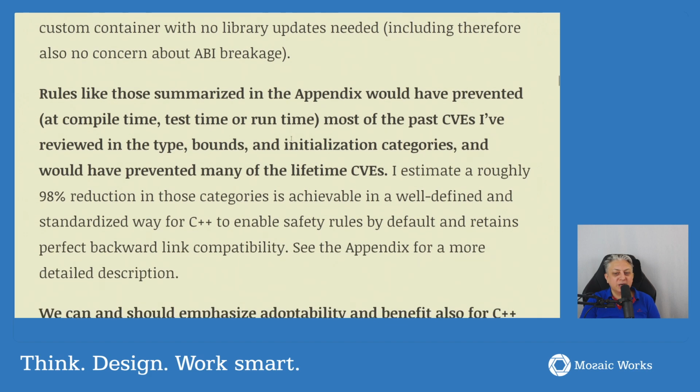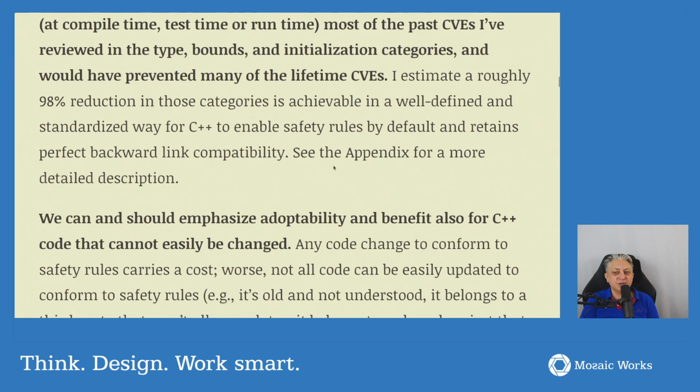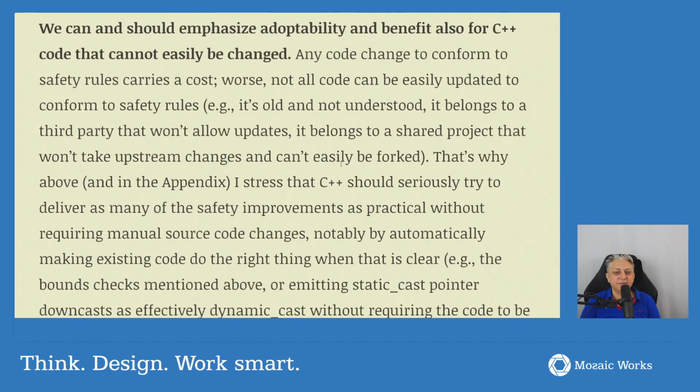Rules like those summarized in the appendix would have prevented at compile time, test time, or runtime most of the past CVEs I reviewed in the type, bounds, and initialization categories, and would have prevented many of the lifetime CVEs. I estimate roughly a 98% reduction in those categories is achievable in a well-defined and standardized way for C++ to enable safety rules by default and retain perfect backward compatibility. We can and should emphasize adaptability and benefit also for C++ code that cannot easily be changed. I found this very interesting because there are a few things I haven't thought about.